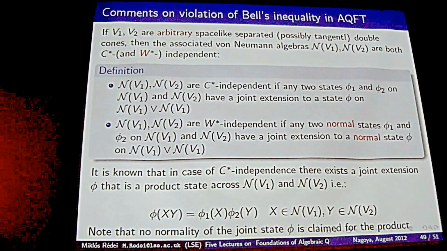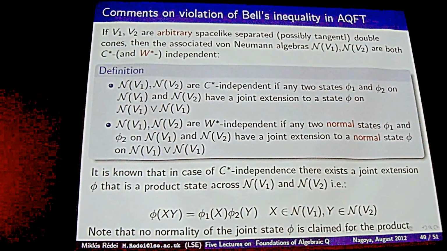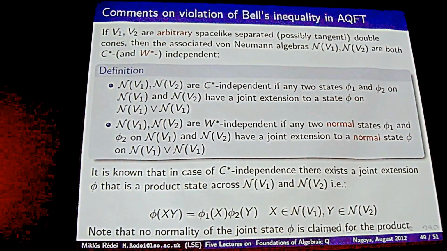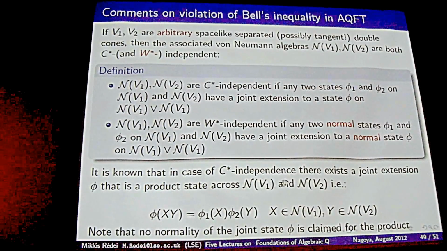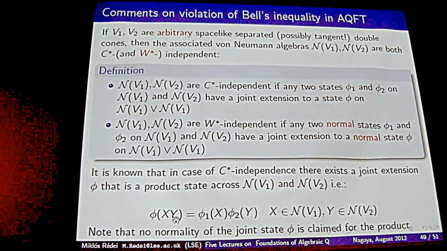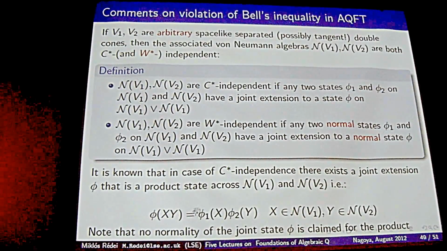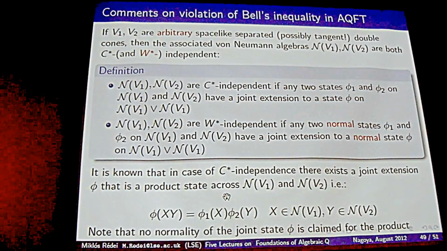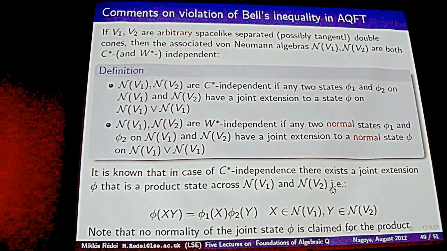Now, it is also known that in the case of C-star independence, there exist joint extensions which are product states across the two algebras. Okay? Note that I did not say that the extension is normal. I didn't say that, but there exist extensions which are product states.